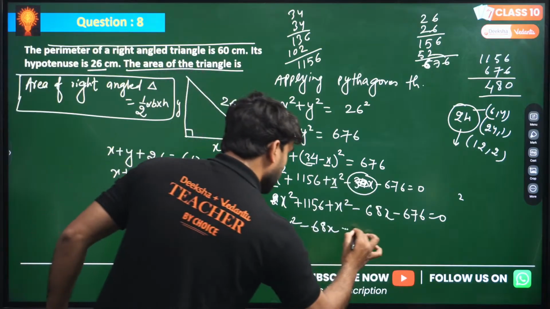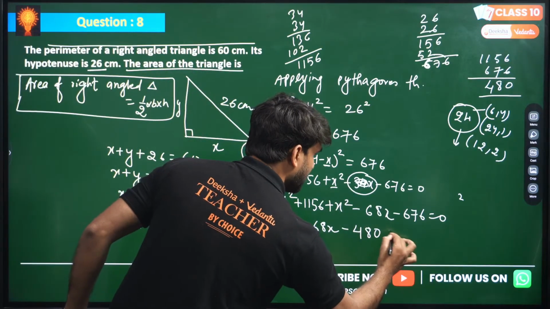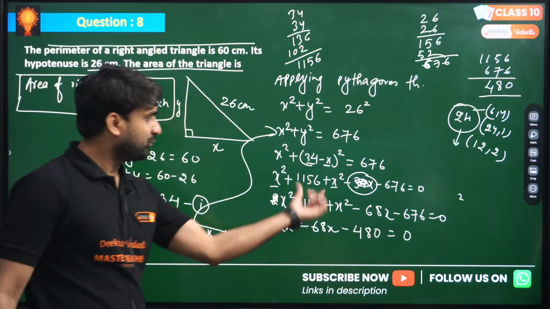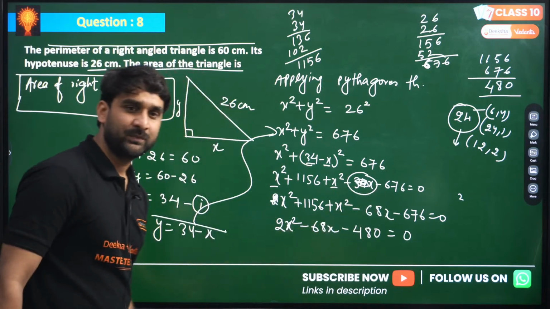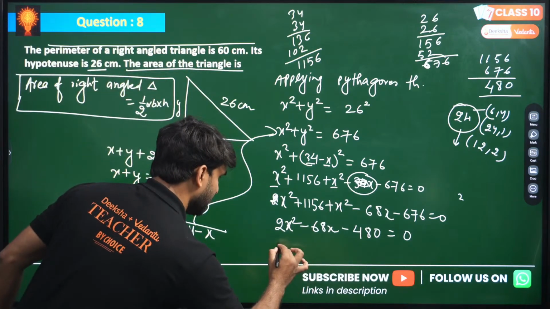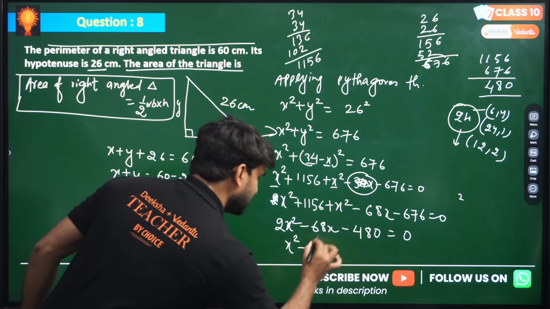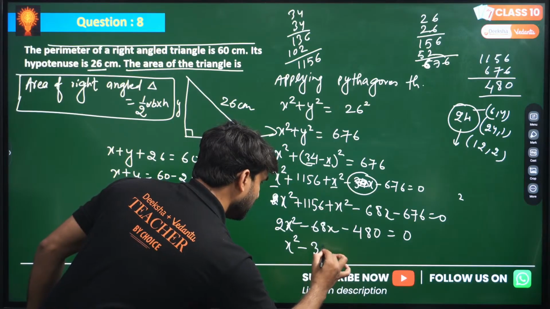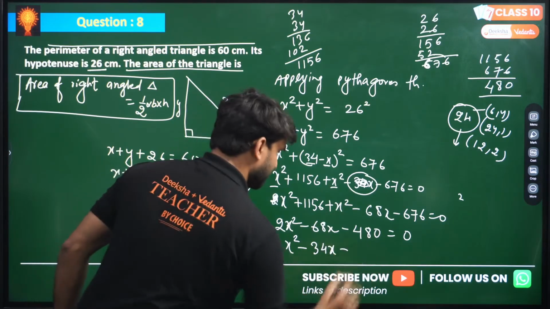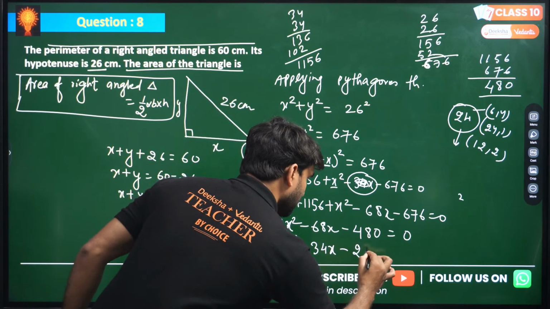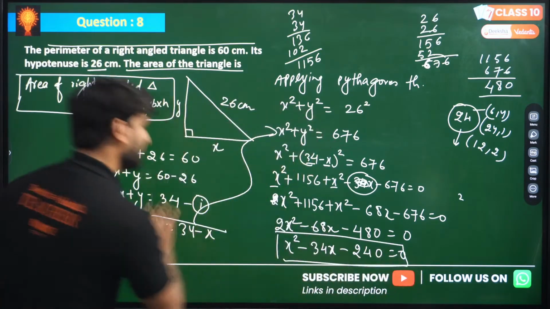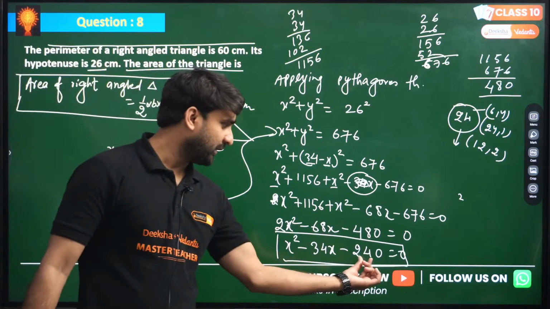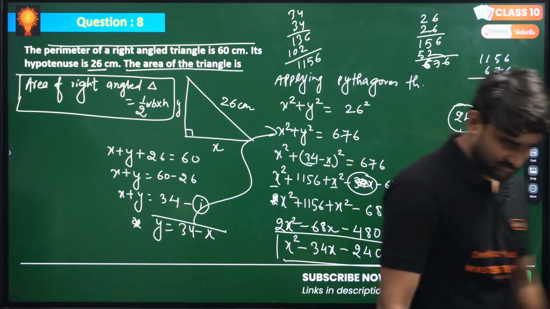So it would be minus what? Equals to 0. A square plus b square and minus 2ab. Now factorize. We can take 2 as common here. So x square minus, it would be what? 34x minus, this would be what? 240. Now you are free to solve this question. There is nothing special. 240. Now solve this. Try this question.